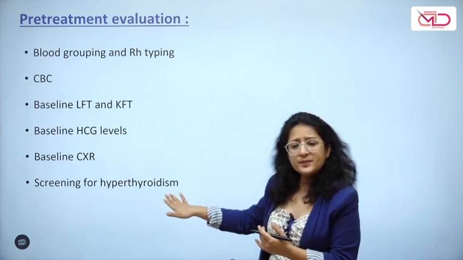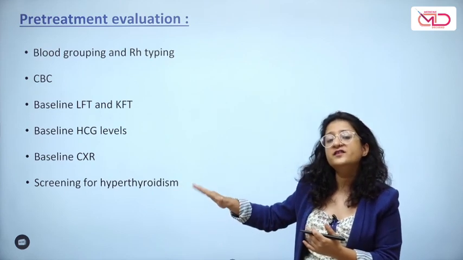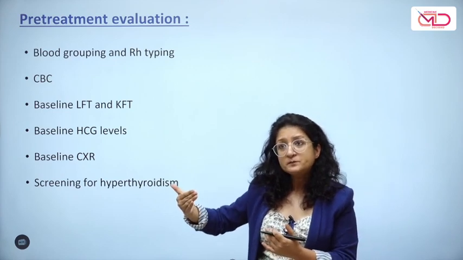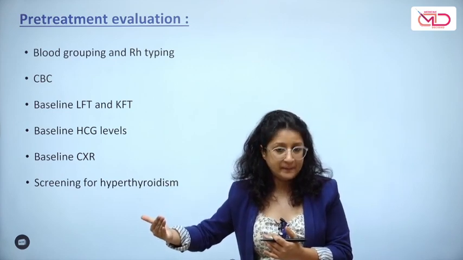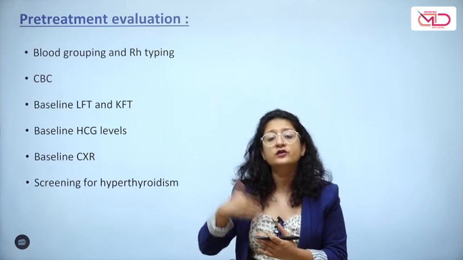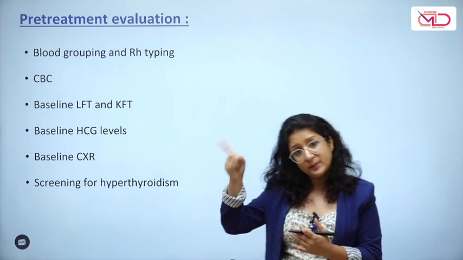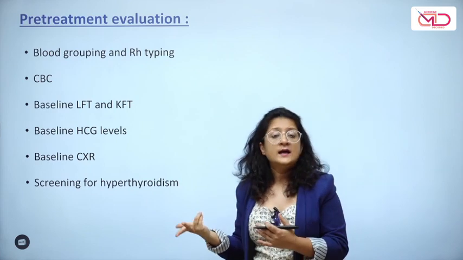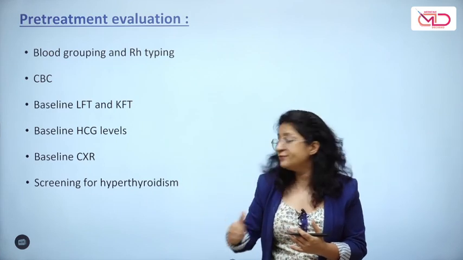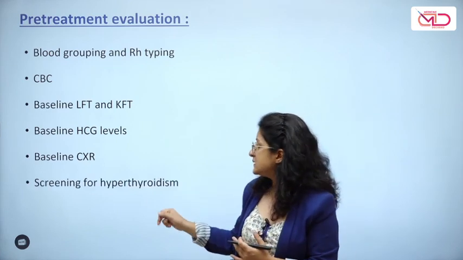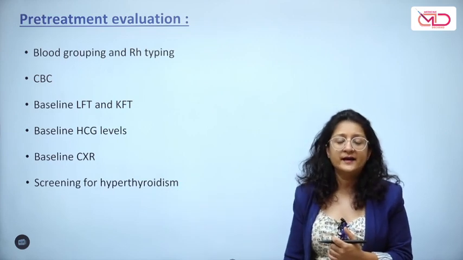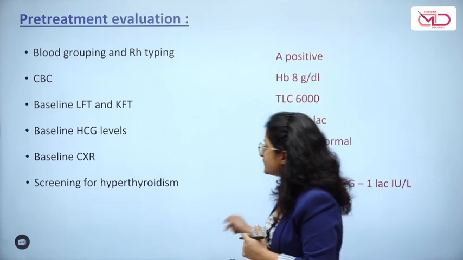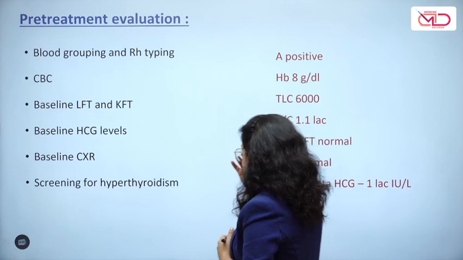And one can skip this, but if the woman is having features like tachycardia which is out of proportion to her bleeding, making you think maybe it's because of hyperthyroid status, or she's having evidence of tremors, then you would definitely not like to skip this screening for hyperthyroidism as well. Now let's see what our patient showed.